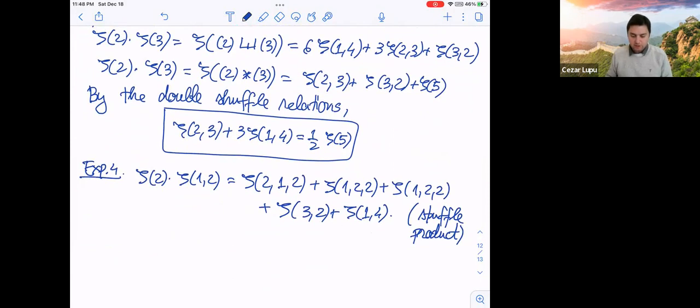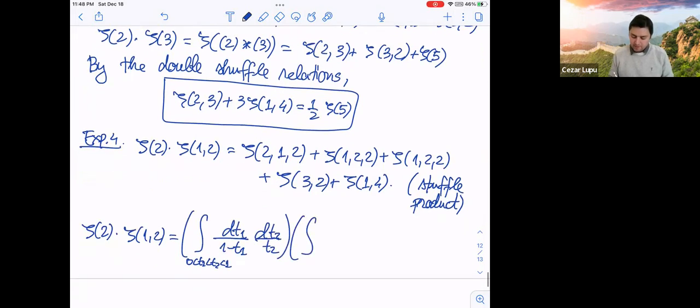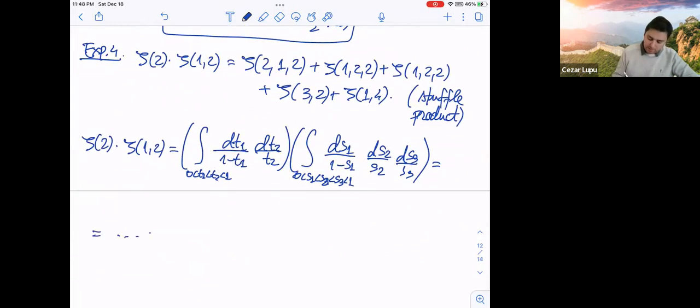In other words, and now we would like to see the shuffle, right? So what if we shuffle these two values? In other words, let's multiply their integral representation. So again, I'm just gonna write it directly. I'm not gonna do all these computations. For this one, again, we'll have the same integrals, but the one-forms will be three of them, not just two.